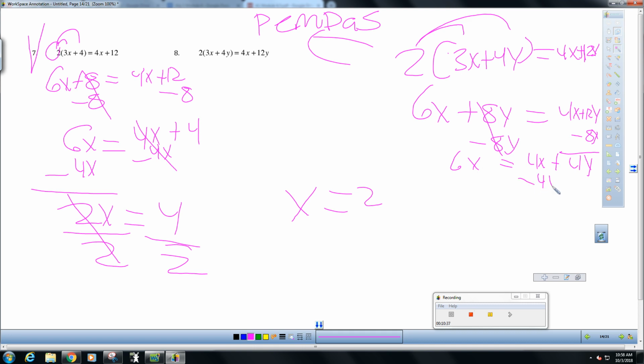So now we need to move the x over to one side. So we're going to subtract 4x over here. Let's subtract 4x. We get 2x equals 4y. Now we need to divide by 2 to get the x by itself. So divide by 2. Divide by 2. 4 divided by 2 is 2. So x equals 2y. Awesome. Let's move on to the next.